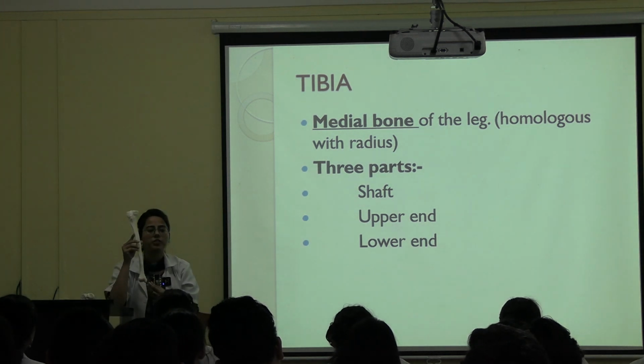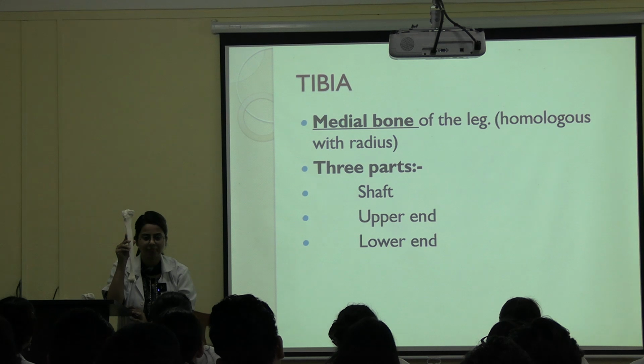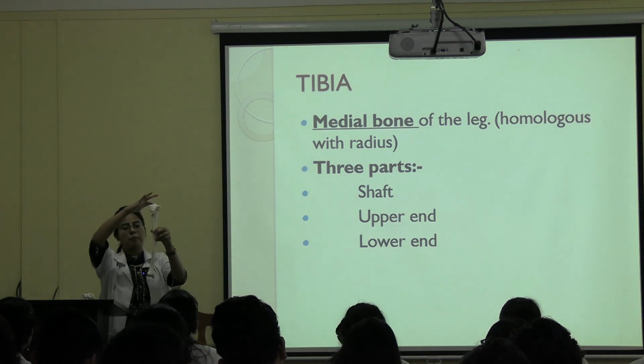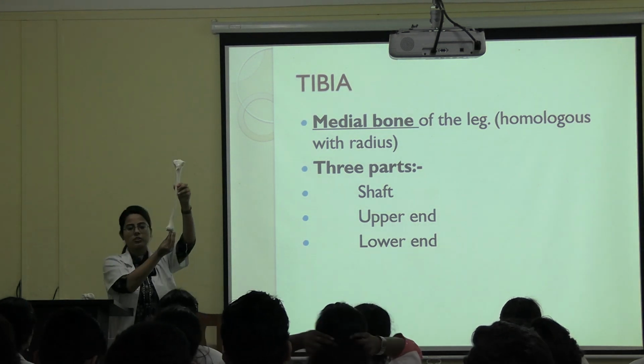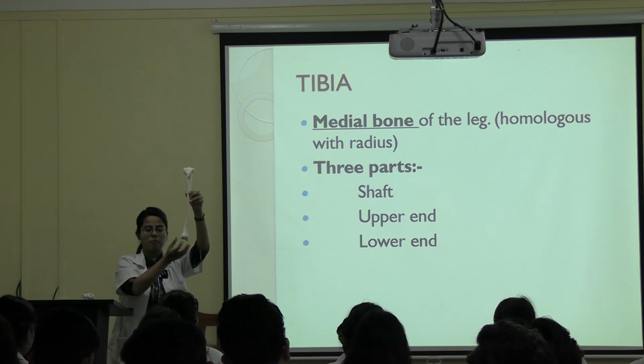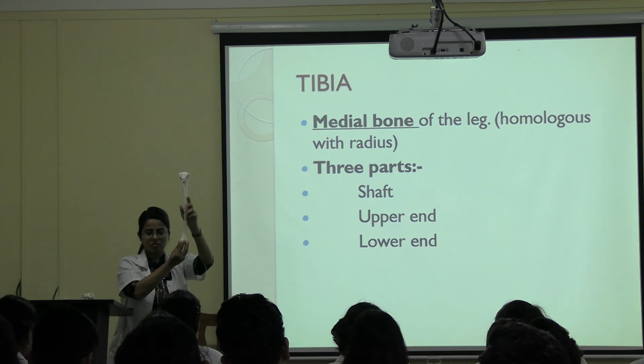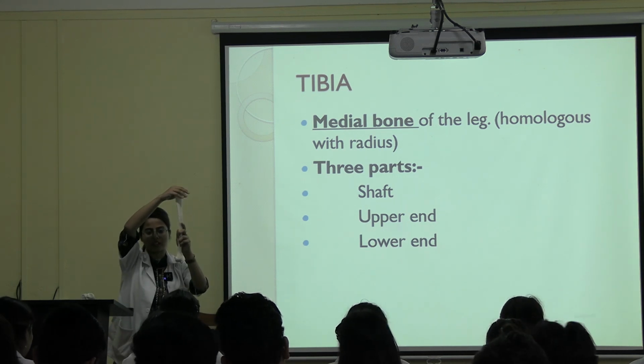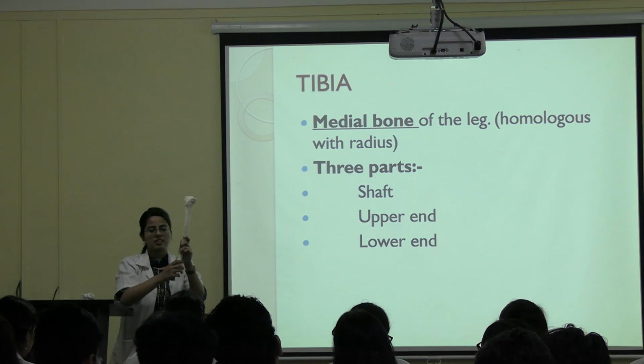Now how will you determine the side of tibia? You will see that the upper end is expanded as compared to that of the lower end. Upper end is expanded and larger as compared to that of the lower end. Clear? So it will be present superiorly. Okay, done. Next is shaft.